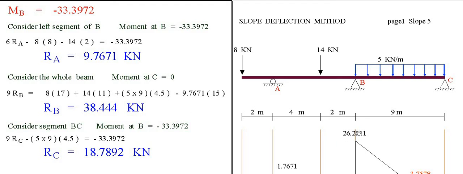That is 9 RC minus this uniform 5 times 9 times 4.5 at the middle. Then equate that to the moment at B, minus 33.3972. Then simplifying this, we have one unknown, RC is equal to 18.7892. Okay.